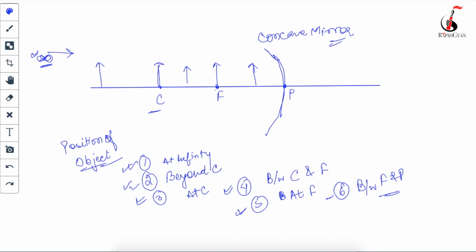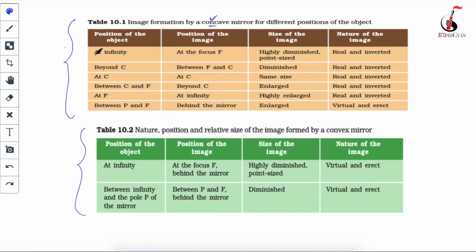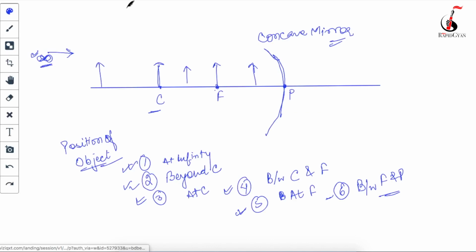So come here beta, in case of concave mirror you will see these are the 6 positions they have written: at infinity, beyond C, at C, between C and F, at F, and between P and F. Now we are going to study the image formation at these 6 points, at these 6 positions. So we will start with your first position.